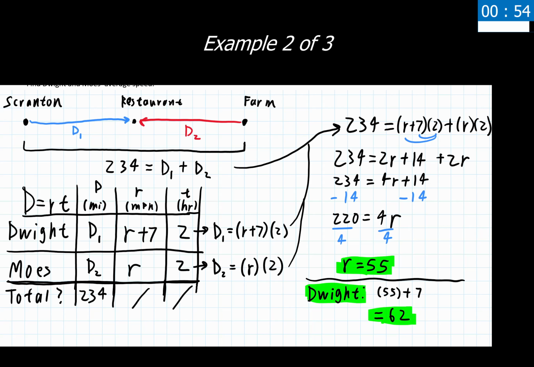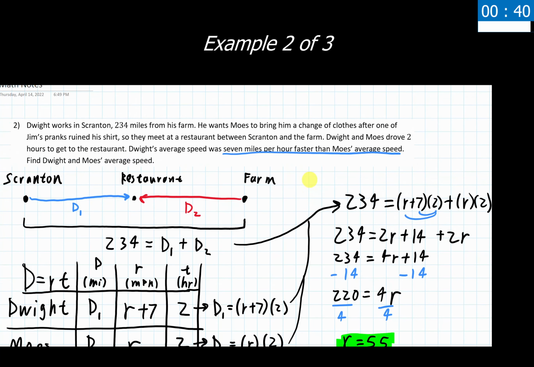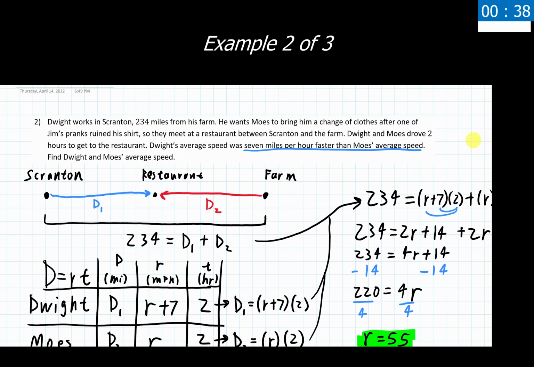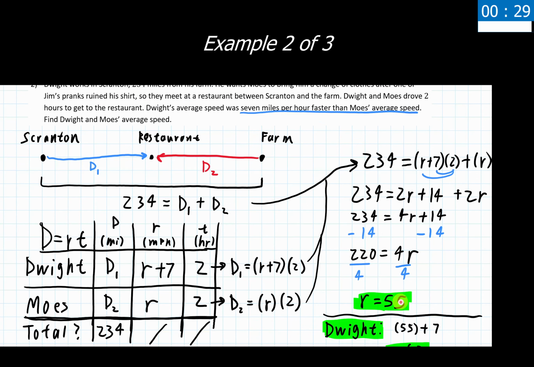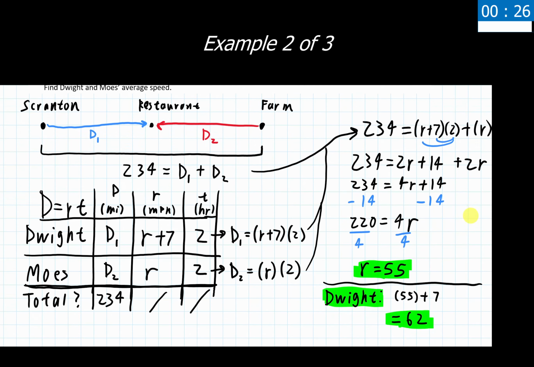So based on this, we know that Mose traveled at an average speed of 55 miles per hour, and we know that Dwight traveled at an average speed of 62 miles per hour. Now, I've had some people in the past ask about this, so a final clarifying point. If we're told there's an average speed that they traveled, we can reasonably assume that maybe they traveled a little bit faster than 55 and 62 and maybe a little bit slower than 55 and 62 across this total distance.